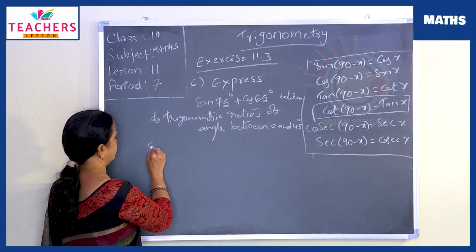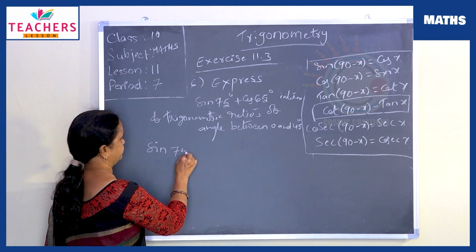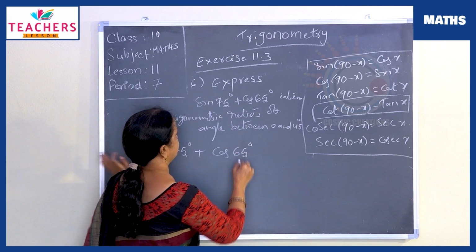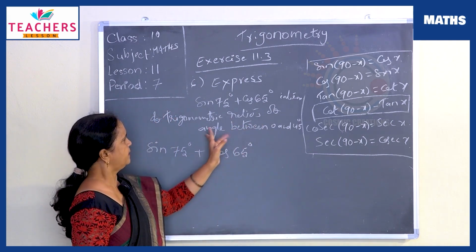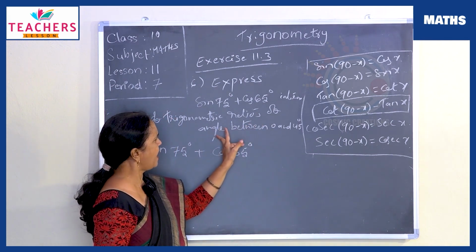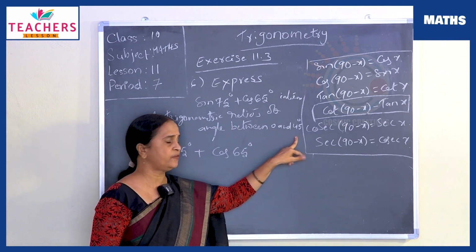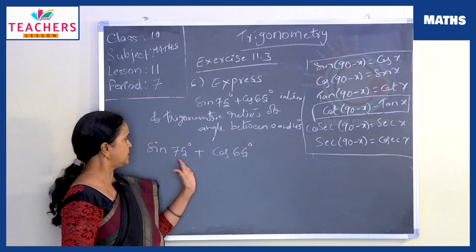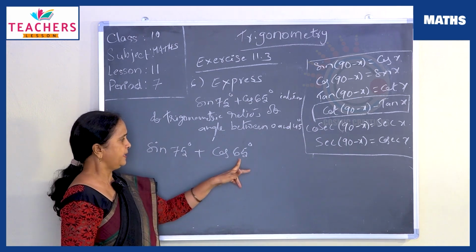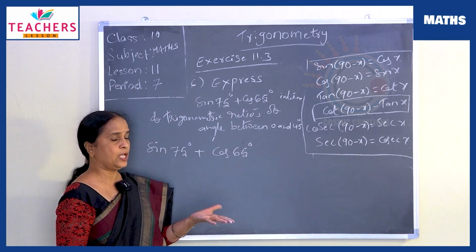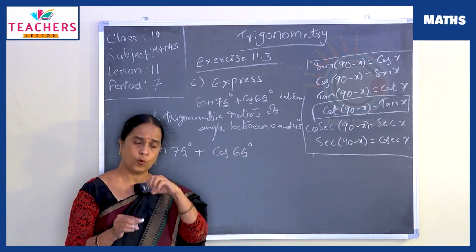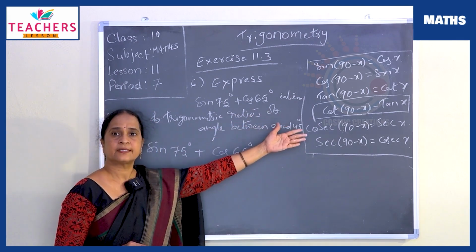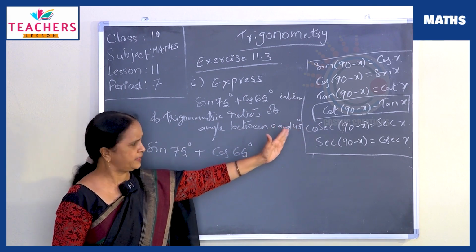First we have to take what is given: sin 75 plus cos 65 degrees. We need ratios of trigonometry with angles between 0 and 45. But here, are the angles between 0 and 45? No, this is 75, more than 45, and here 65, more than 45. We have to make these angles lie between 0 and 45 by using complementary angles of the trigonometric ratios.